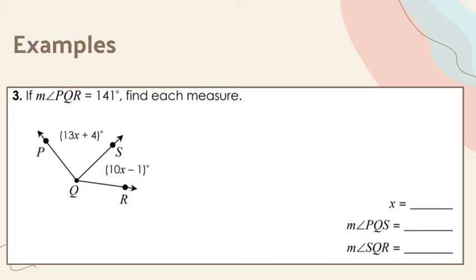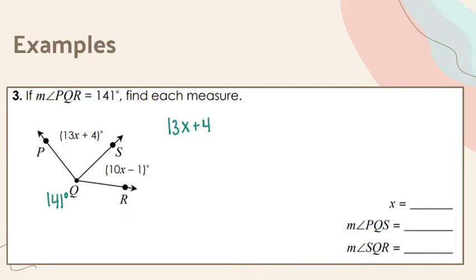Number 3, if the measure of angle PQR is 141 degrees, find each measure. So PQR is the entire angle. So I'm going to write on the outside that whole thing is 141 degrees. Now, we are not talking about that part. We're talking about this part, but I don't want to confuse us by writing it on the inside. All right. So the first thing we want to find is x. The angle addition postulate tells us that this inside angle plus this inside angle equals the whole angle. So we're just going to write an equation that says just that.